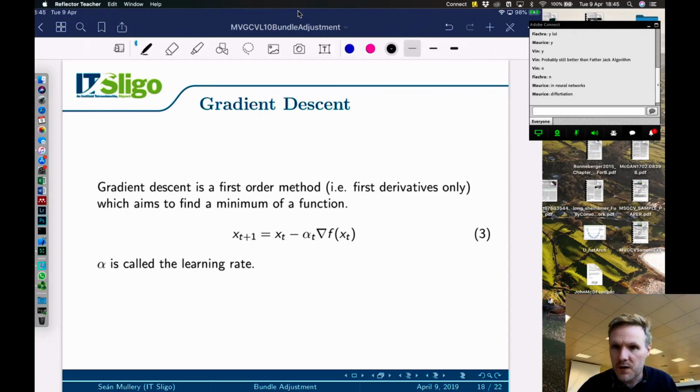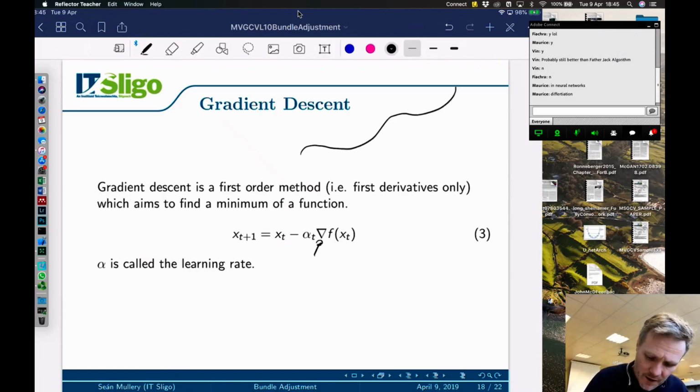Yeah, so differentiation is certainly part of it, as you can see here, for our gradient. So gradient descent is what we call a first order method in that we use first derivatives only. And it aims to find the minimum of a function. So remember that the minimum of a function is generally a place, if we've some function here, where the gradient is going to be 0.